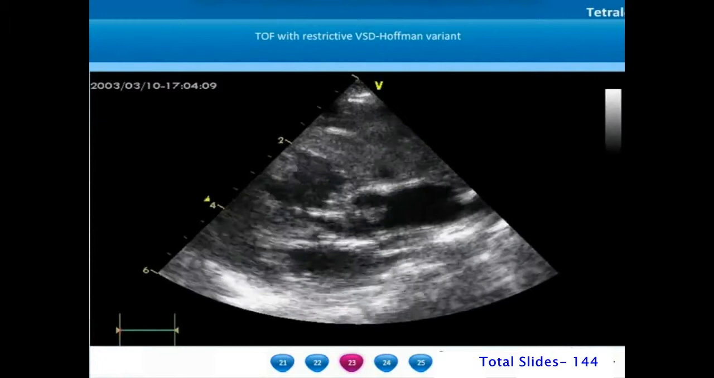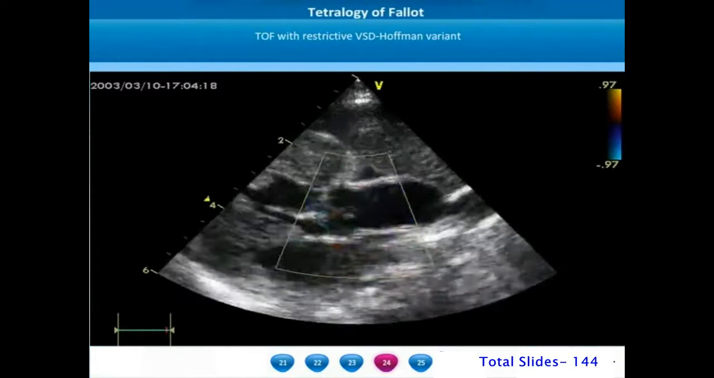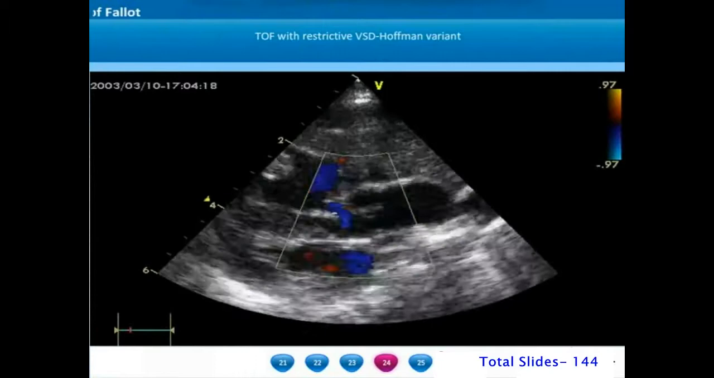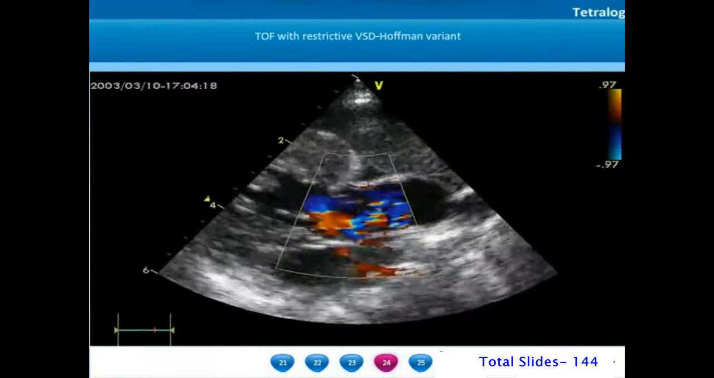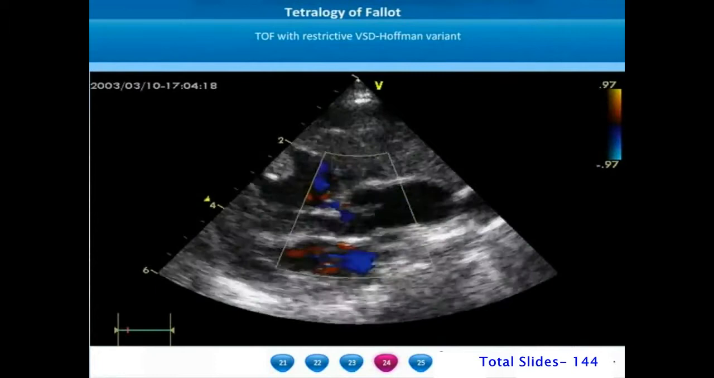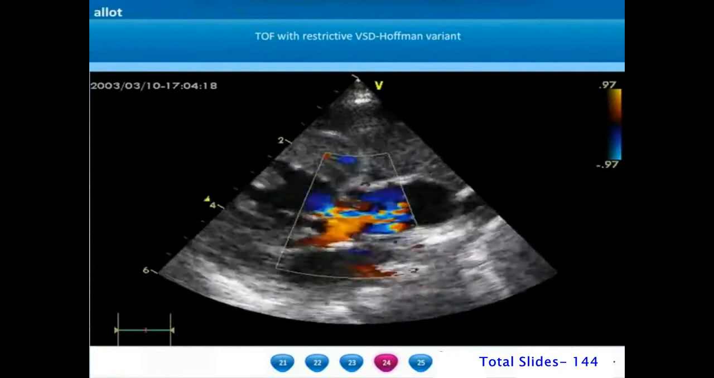With a color Doppler interrogation, we can appreciate the turbulent flow from the right ventricle towards the aortic root. The turbulence is caused by restriction of the ventricular septal defect by the tricuspid valve tissue attachments. You can notice again that the Nyquist limits of the color scales have been set at 0.97 meter per second, at a very high level, and in spite of that, we are able to appreciate a significant color flow turbulence in the aortic root.